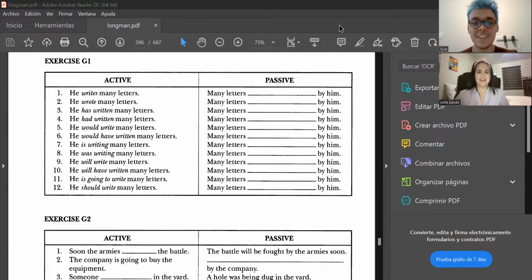Hello. So, Luis, for today's class, we're gonna have a little review on passive voice. Do you remember anything about passive voice? I think I remember some things, but it would be nice if you explain it to me. Sure. So let's begin, okay?